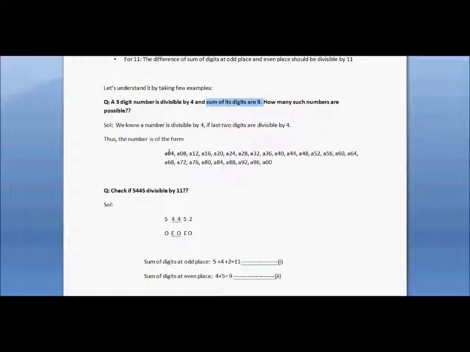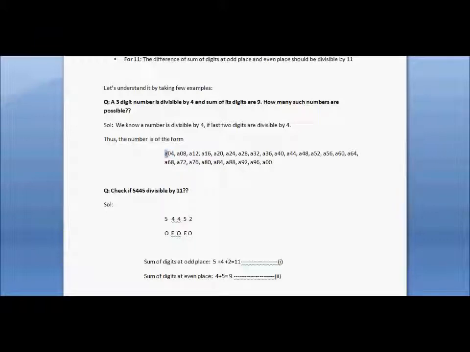So the last 2 digits can be what? Last 2 digits can be 04, 08, 12, 16 up till 96 and finally 00. These can be the last 2 digits. So all the multiples of 4 beginning from 4 to 100, they are 25 multiples. So the last 2 digits have these 25 possibilities.